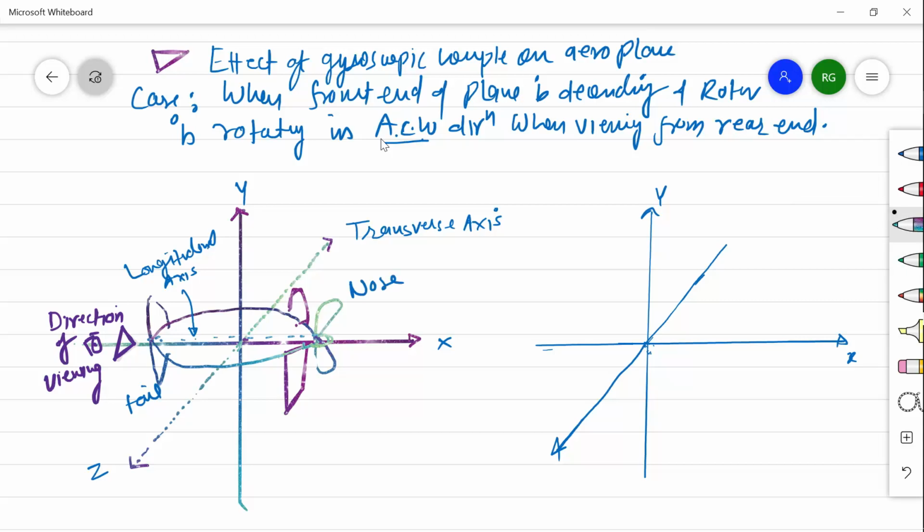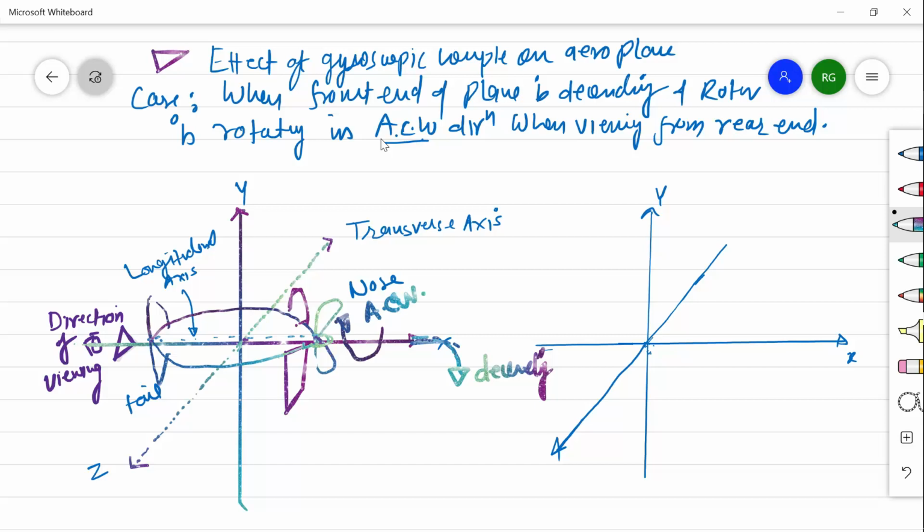So as given in the condition, the front end is descending. So the front end of the plane is descending in this direction, and the rotor is rotating in anti-clockwise direction when viewing from the rear end. So we can say the rotor is rotating in this direction, anti-clockwise direction.